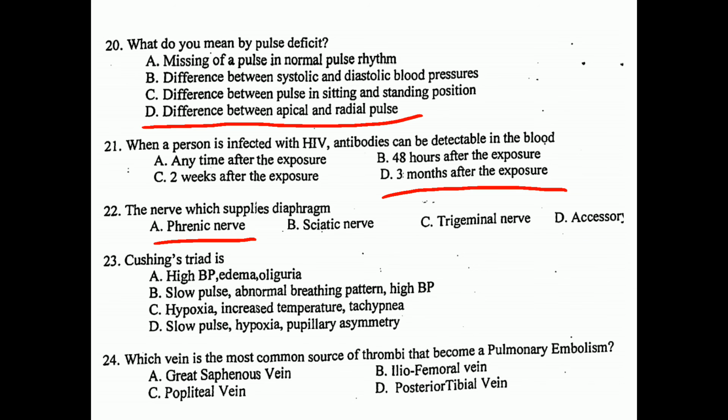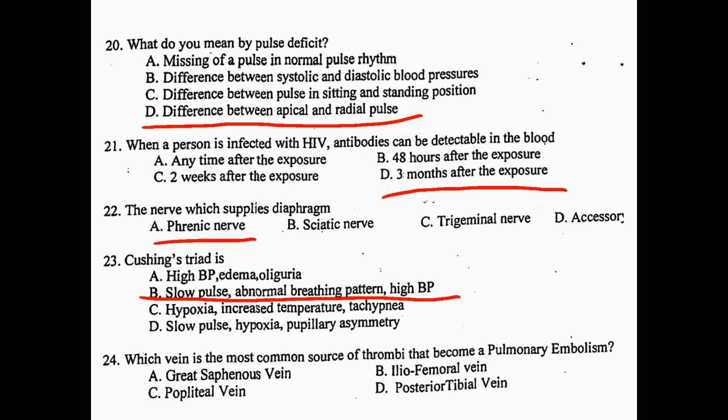Question number 23. Cushing triad. Options are high BP, edema, oliguria; slow pulse, abnormal breathing pattern, high BP; hypoxia, increased temperature, tachypnea; slow pulse, hypoxia, pupillary asymmetry. The correct answer is option B, that is slow pulse, abnormal breathing pattern and high BP.